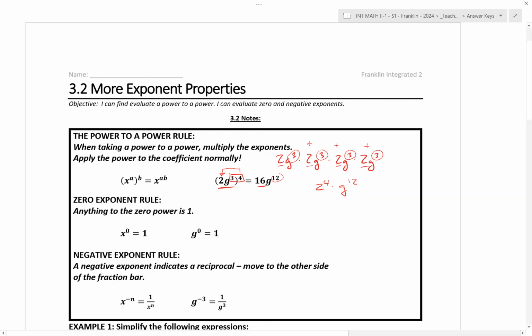Now the next rule is the zero exponent rule. Anything to the 0 power is 1. So for example, g to the 0, x to the 0, both of those just equal 1.